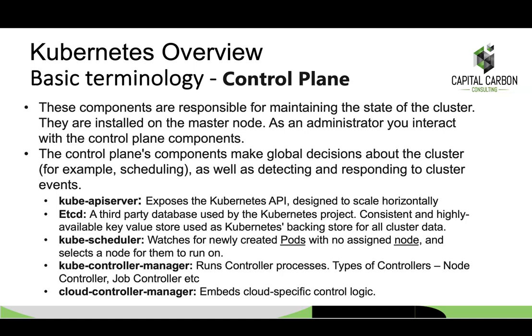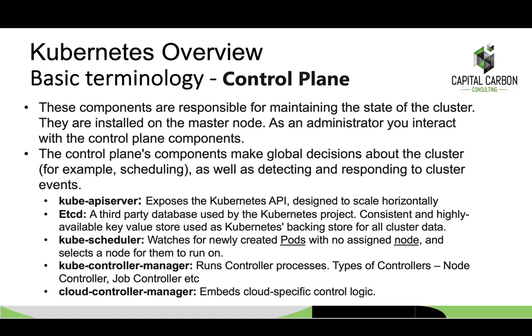Kube API server is one of the control plane components, one of the most important ones. It exposes the Kubernetes API and is designed to scale horizontally. We will talk more about these in the next few slides. But to give you an overview, etcd, a third-party database used by the Kubernetes project, is a consistent and highly available key value store used as the Kubernetes backend store for all cluster data.